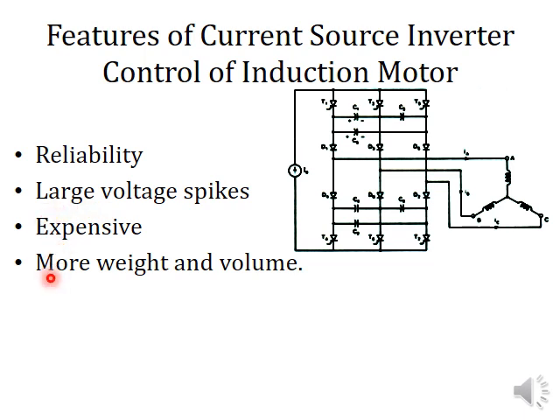Then another thing is more weight and volume. As we know, in order to prevent the voltage spikes in the system, we have to use a machine with low leakage reactance, but only using a machine with low leakage reactance is not enough. We have to use capacitors with high value. Large capacitors are to be used to prevent voltage spikes. So the entire machine becomes more heavy and bulky due to the presence of this large inductance and large capacitances.